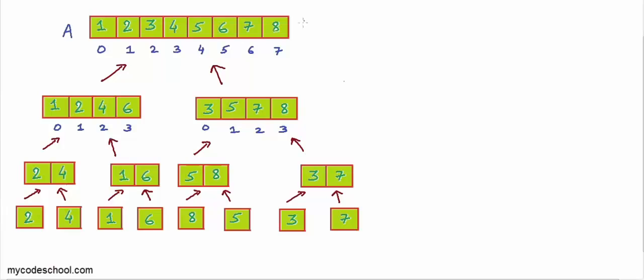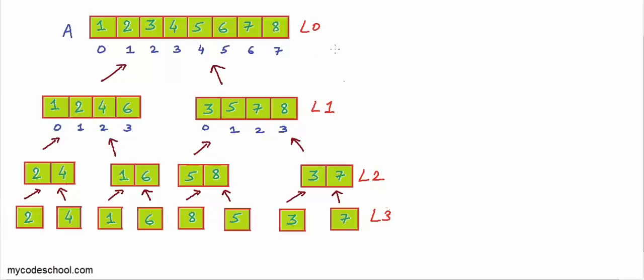If you see here in this particular structure, we start with an array of size n, and then we split it into two arrays of size n by 2, and then we split it into 4 arrays of size n by 4. Let's call this level 0, and let's call this level 1, and let's call this level 2 where we have sublists of size 2 each, and let's call this level 3.